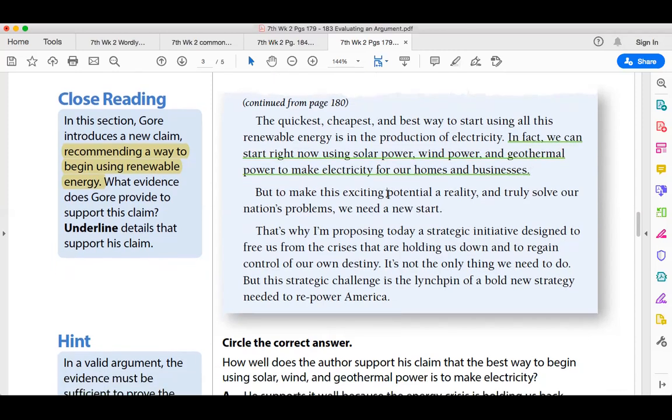What does the word potential mean? It's being used as a noun, so it's a thing. So it's exciting potential, it's a thing. What does it mean? You can look it up. It's the possibility of something happening. It can start now. It's capability. So it's capable. It's something that really could happen.